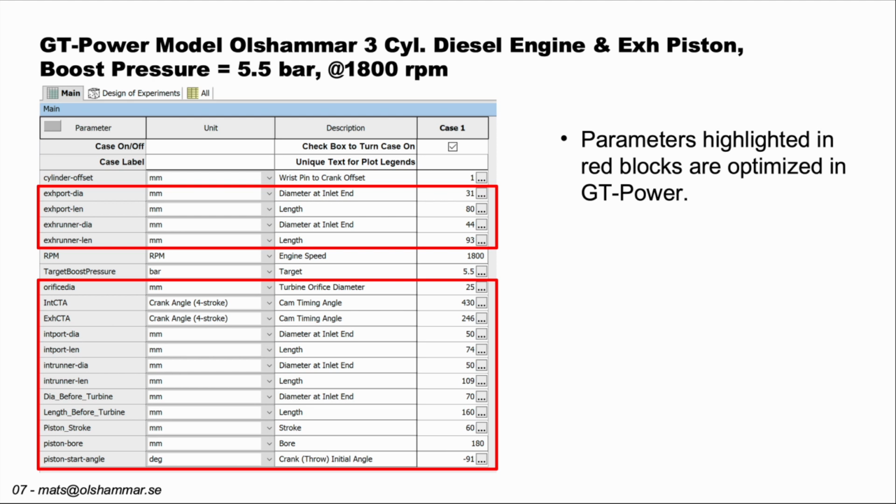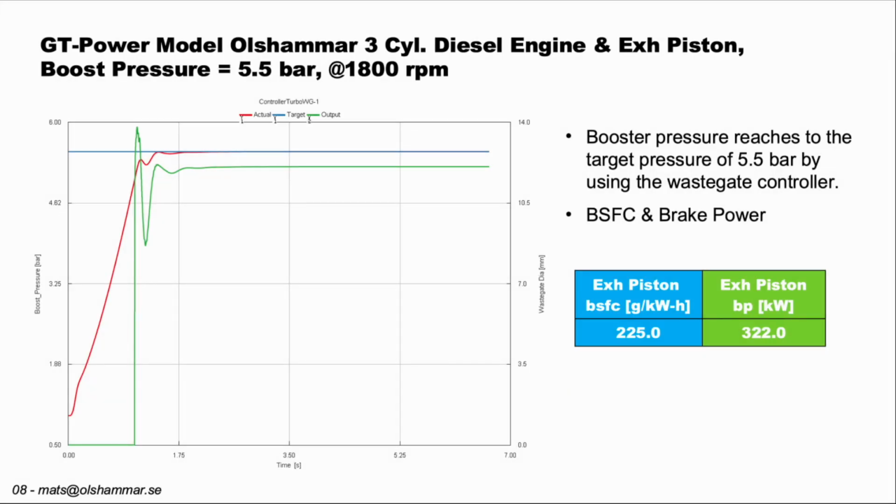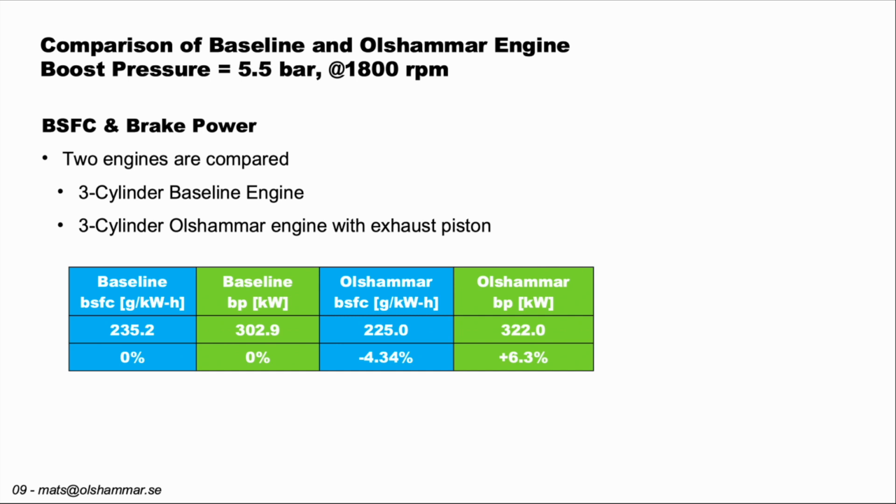And here are the parameters that we're optimizing in GT Power. And we have reached a stable pressure, and the fuel consumption is 225 gram per kilowatt hour, and the power is 322 kilowatts. So compared to the baseline engine, we have minus 4.34% in fuel consumption, and we have plus 6.3% in power.